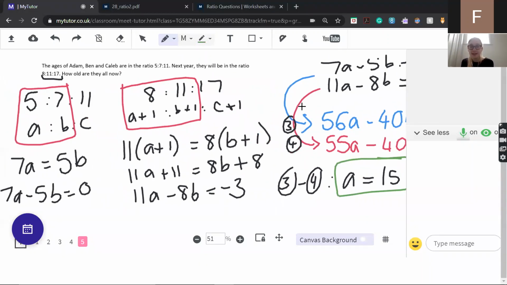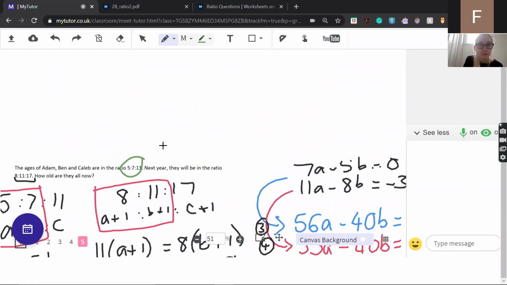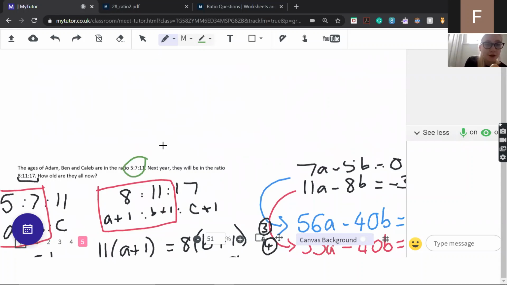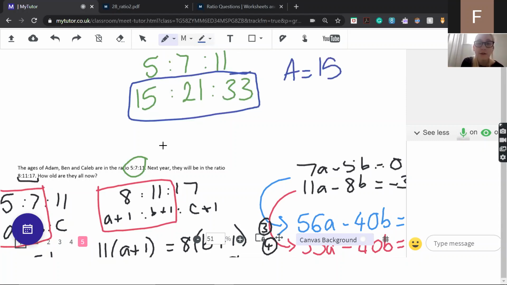So Adam is 15 years old. And that's basically solved the whole thing for us. Because now if we look at this ratio, 5 to 7 to 11, and we know that Adam is 15, we can scale this whole thing up: 15 to 21 to 33, and these have to be their ages. So Adam is 15 years old, Ben is 21 years old, and Caleb is 33 years old.